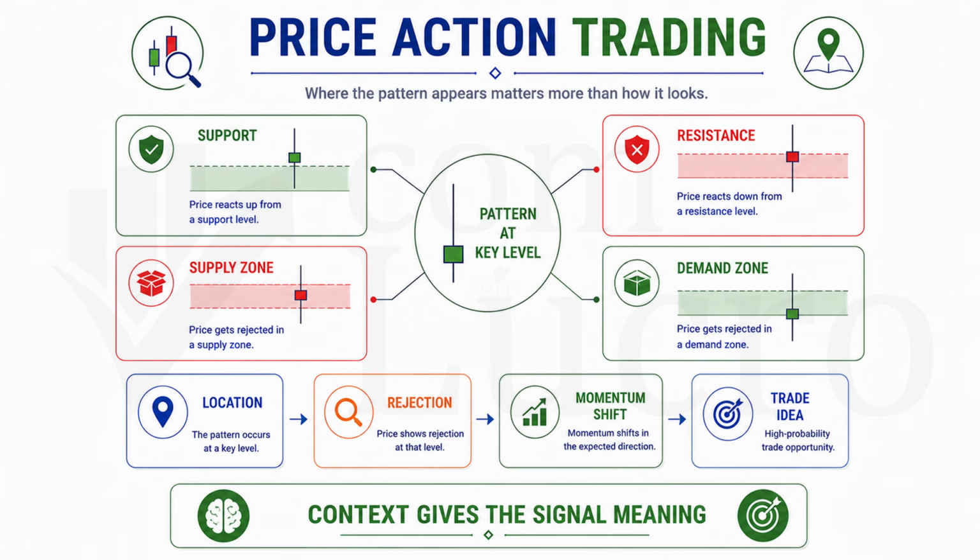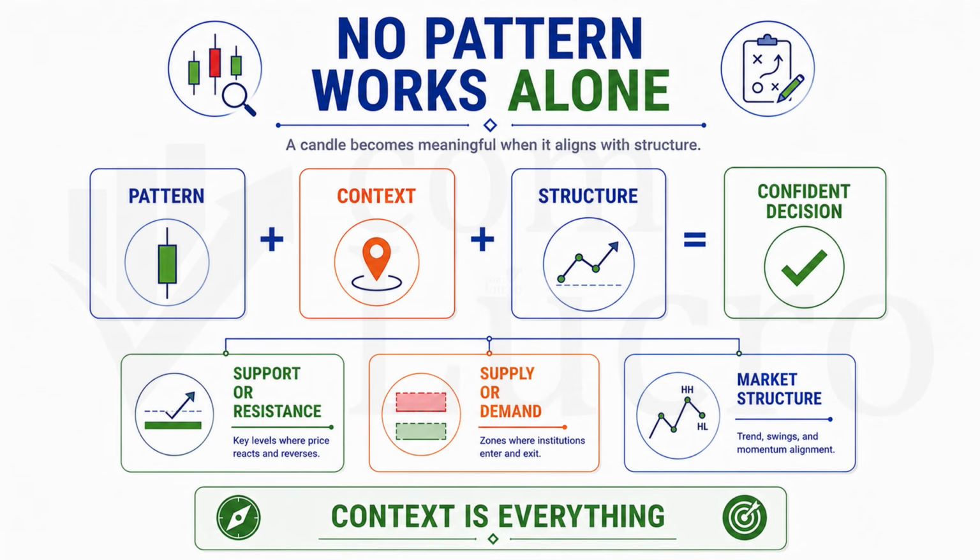Here, patterns like the pin bar are used to spot rejection and shifts in momentum. But their effectiveness depends heavily on where they appear, not just how they look. Both methods are valuable, and they often complement each other. The key takeaway: no candlestick pattern works in isolation.